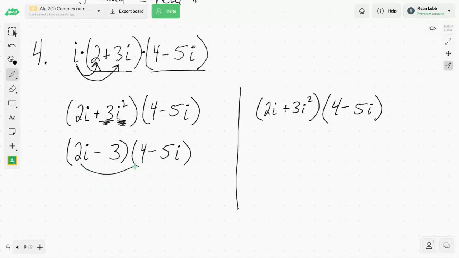So we're going to distribute 2i times 4, 8i. Then I'm going to take 2i times negative 5i. 2 times negative 5, negative 10i times i. Don't forget that i squared. So we get negative 10i squared. A common mistake I see is negative 10, and then you just write i. No, it's 2i times 5i. So that's 2 times i times 5 times i. So that's 10i squared. Then I have a negative 3 times a positive 4, minus 12, and then negative 3 times a negative 5, that'd be plus 15i.